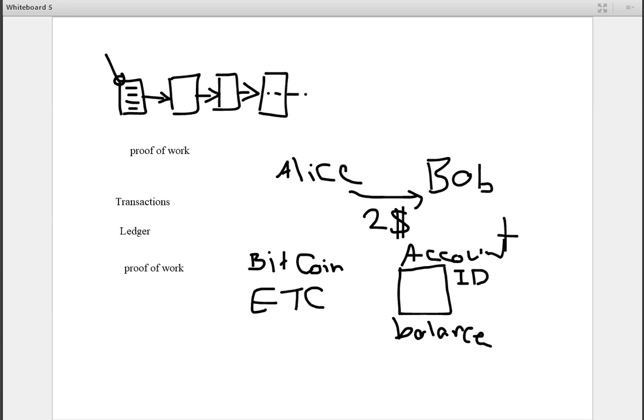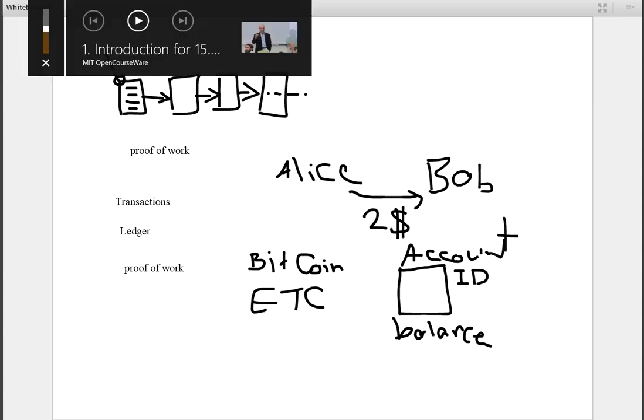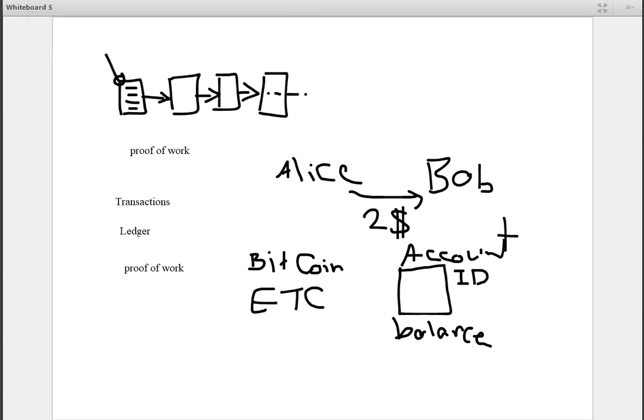Your accounts in banks also have a property called balance, which shows how much money you have in your account. In Ethereum, each account only has two properties. One is the address of a wallet, and the other is the balance: how much Ethereum you have. But in Bitcoin, it's different.